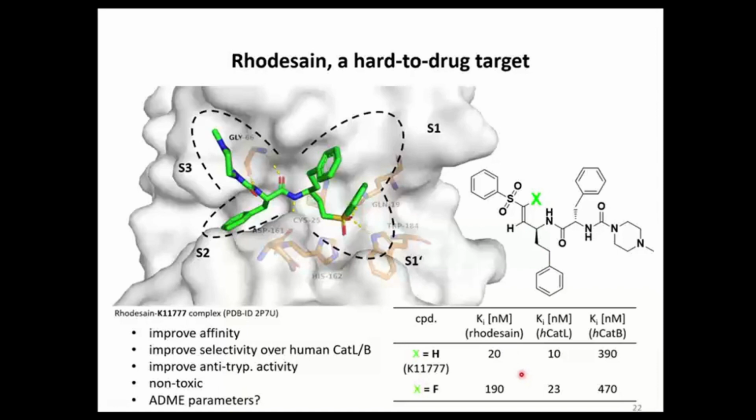So the goals were pretty clear at this stage. We wanted to improve affinity to gain back to this potency range, definitely improve the selectivity over the human off-targets, cathepsin L and B, improve the activity against the target while staying non-toxic.